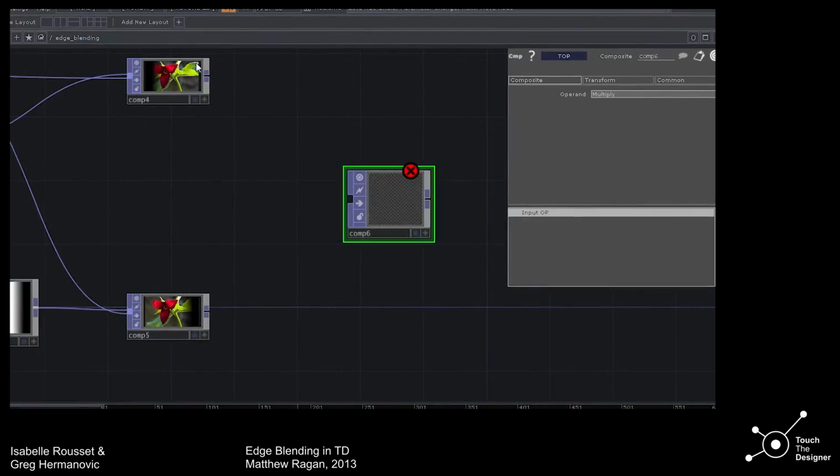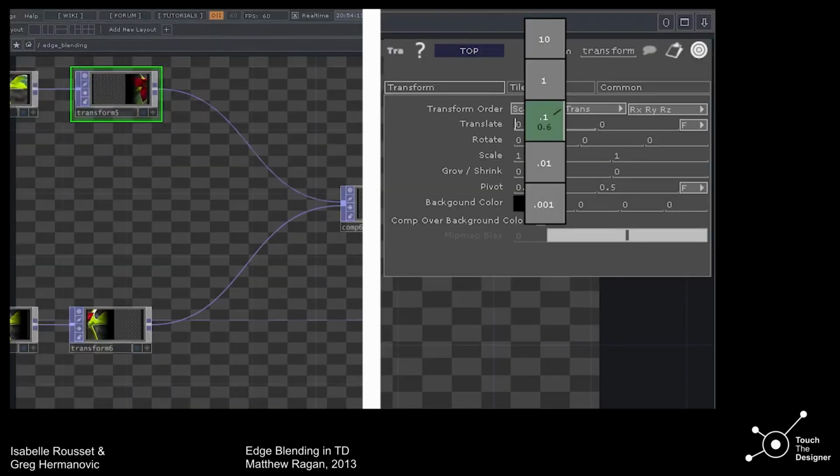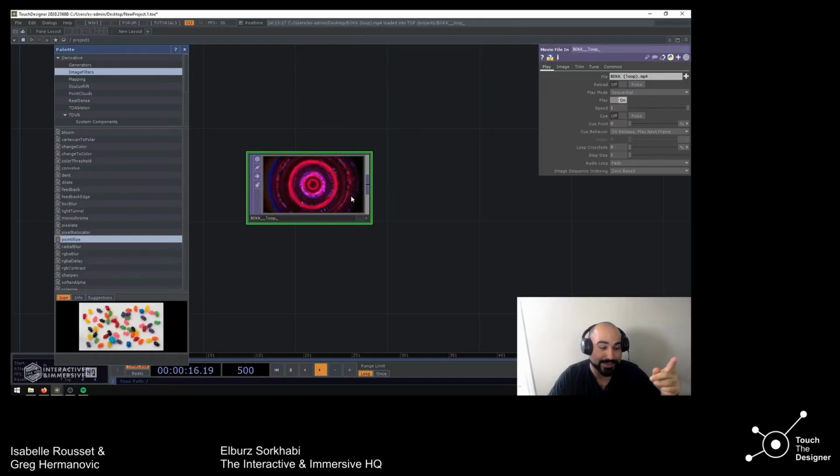Then there's a whole bunch of people. I don't want to name them all, but maybe I'll make a diagram. Obviously Matthew Ragan was one of my most personally influential people in the beginning, for sure. He revolutionized the whole process of learning and teaching TouchDesigner, and he was so prolific. Elburz and the HQ was a huge boost to the professional community, still is, and better than ever.